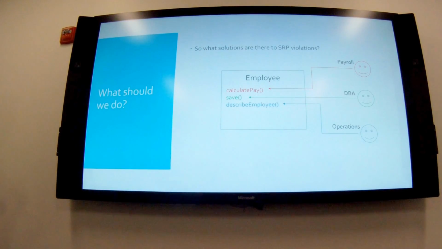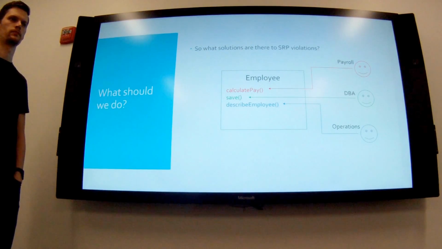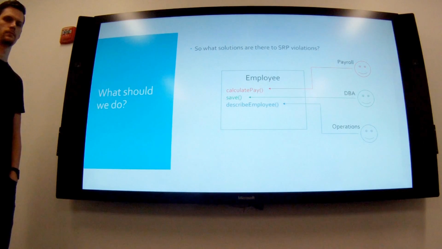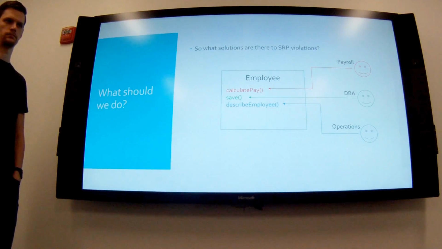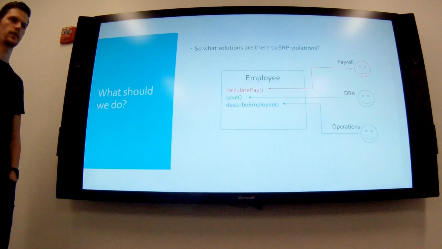Okay, so what can we do about that? I mean, you have to consider something not as just an employee. I mean, you know, the definition of the object, I would think that you'd have to have a payable employee, a savable employee, and a descriptive employee. Yeah, so breaking it out into multiple classes.